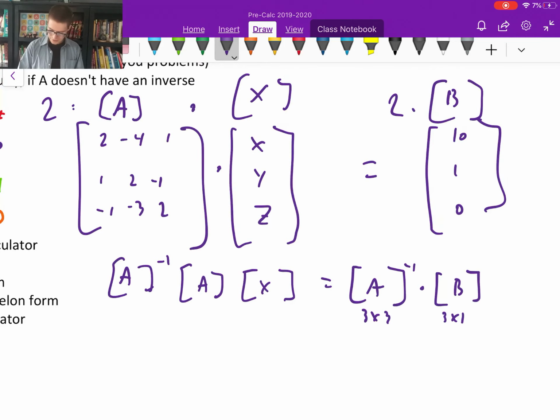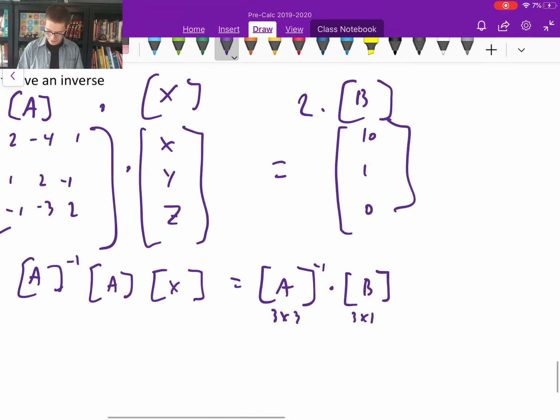So 2 times this, 2 times that, not this times 2. It's not this. This is not what we've done. But then you would immediately use the commutative property of multiplication to switch it around. I hope I'm not confusing you. Anyway, the point is, keep this on the left. Multiply inverse of A times B, not B times inverse of A.